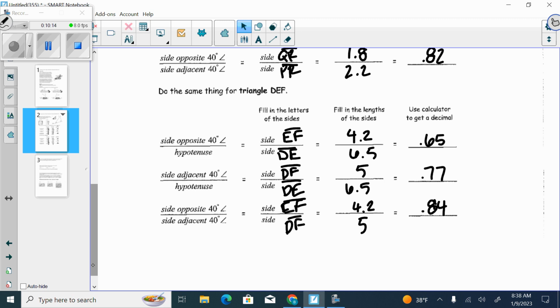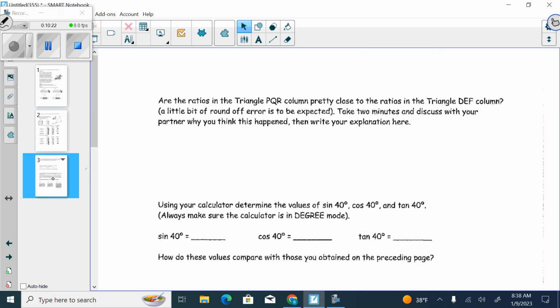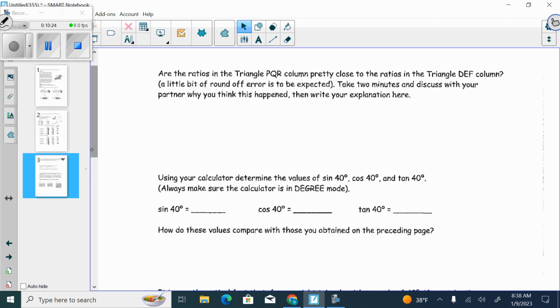Okay? If you will flip it over onto the last page, they ask us some questions about what we just found on these two triangles. So, it says, are the ratios from triangle PQR column pretty close to the ratios that you got in the DEF column? What do we think? Yeah, pretty close? Okay. Why do you think that that's the case?